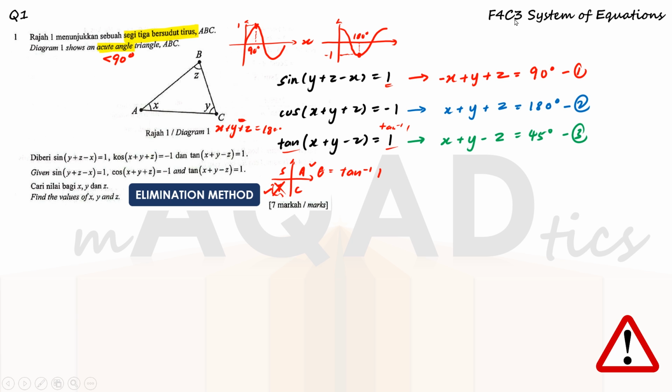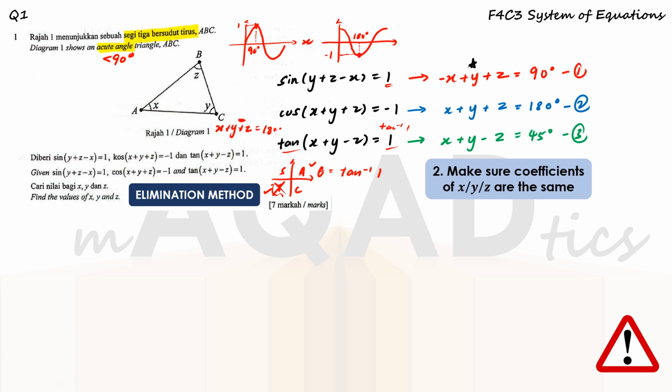Alright, so let's go to the first step. Let's just choose x or y or z. So for this question, let me choose y. And the second thing is, let us make sure the coefficients are the same. So this means that if we choose y, let's just look at the values of y, regardless whether it is positive or negative. We just need to check the values only. Right, so here you can see all is 1. Right, so we are safe.